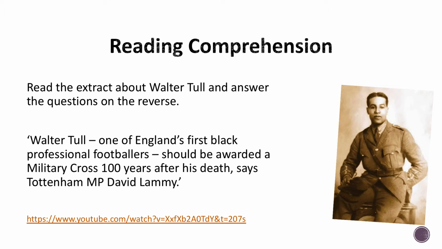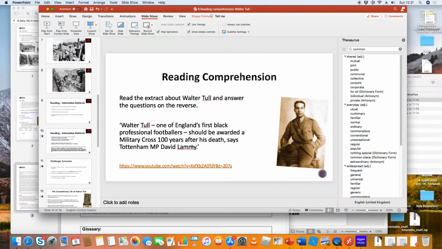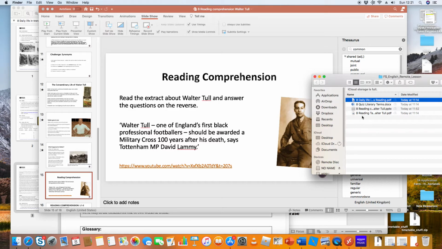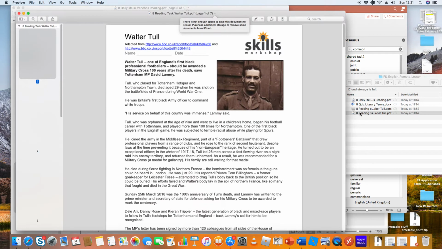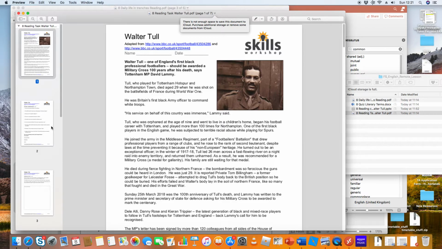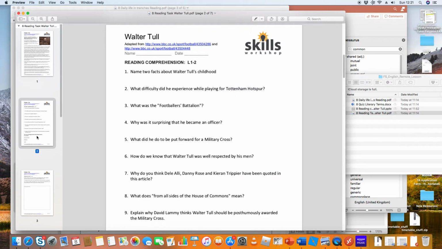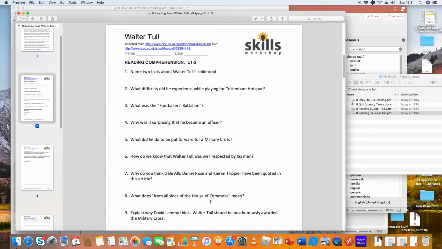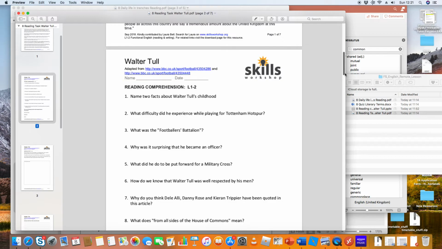So what I want you to do now is go back to the Moodle page. So again, we've got another text here. If I show you what it is, so this one here, Walter Tull. Okay, so we've got a long text here, and then underneath it we've got a range of questions, 9 questions about the text. Okay, so all these questions are about testing your ability to read and understand a text and to pick out information from it.